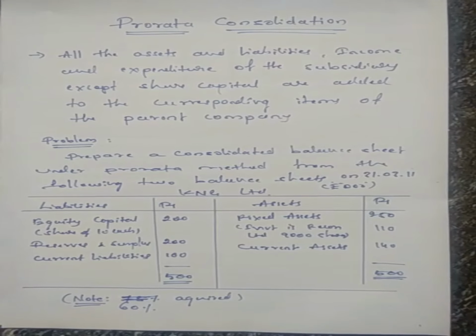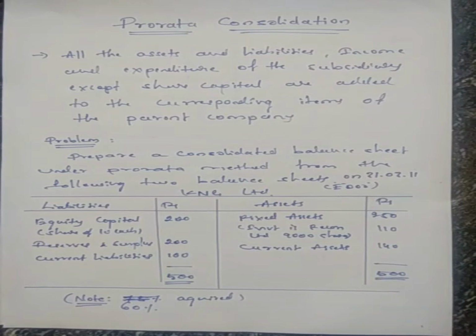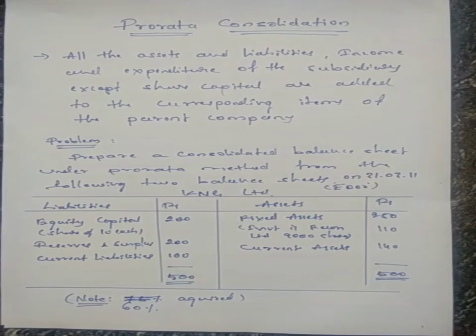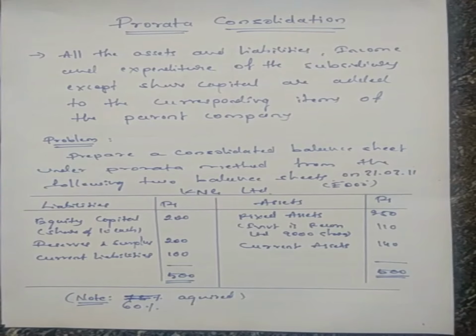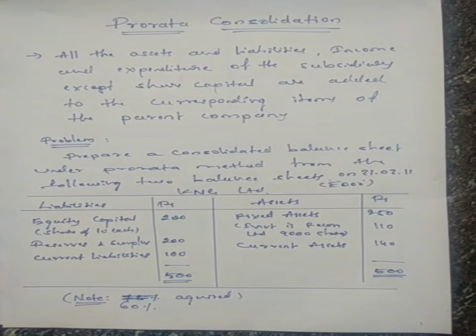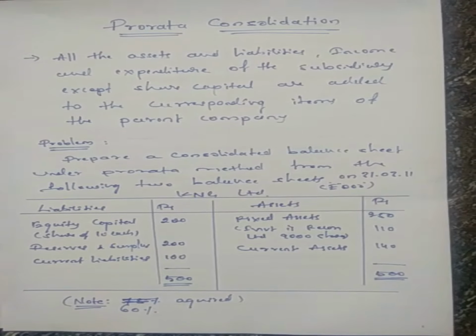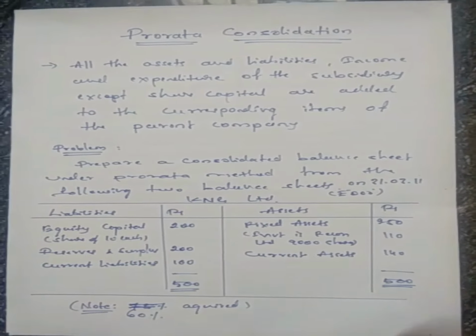2011. KNG company as a parent company, liabilities, assets. Equity 200, reserves 200, current liabilities 100, fixed assets 250, investments in Recon Limited 110, current assets 140, and the note is 60% acquired.